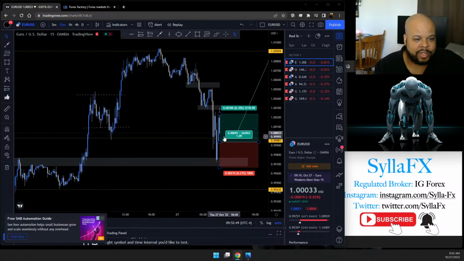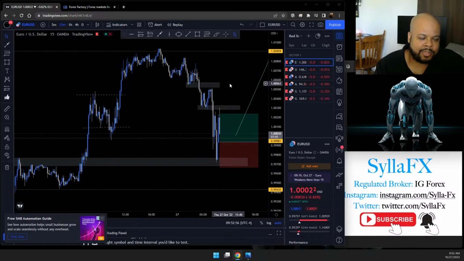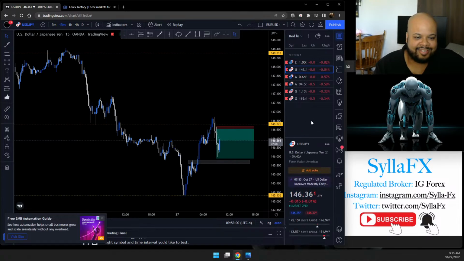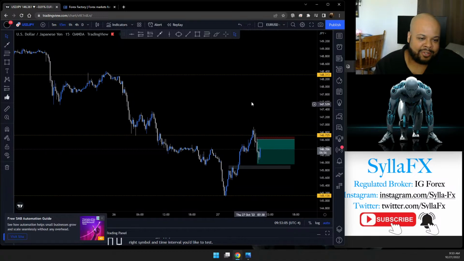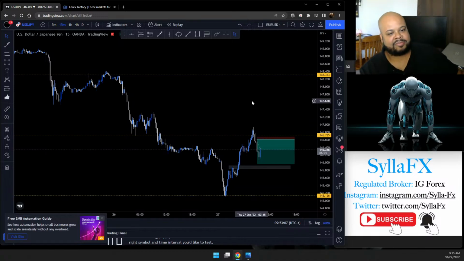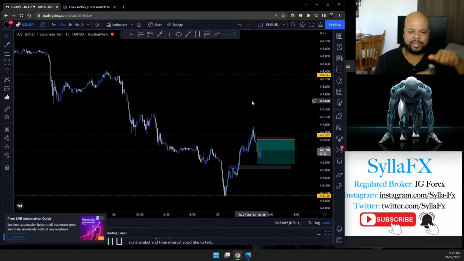It's getting close to where we initially entered, but it doesn't matter at this point. I'm just interested in seeing if it's actually going to push all the way up to that 60 pips. If it doesn't, oh well, we already got our money, so we're done with that. Come on, dollar yen, you're the only one left now. Reject and push down.